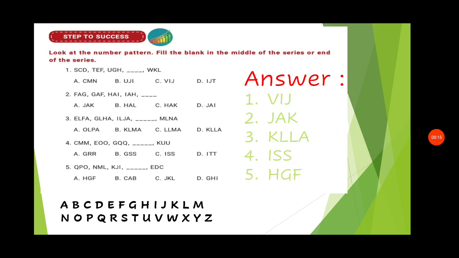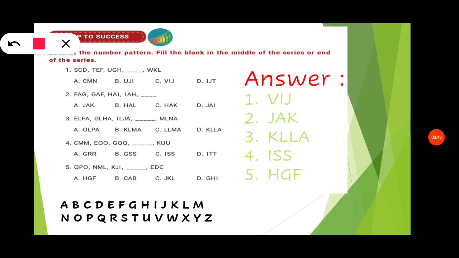Step 2 success, from unit 1 prose. Look at the number pattern. Fill in the blank in the middle of the series or at the end of the series. Here is some sequence. You have to find out the sequence and series and answer these questions.